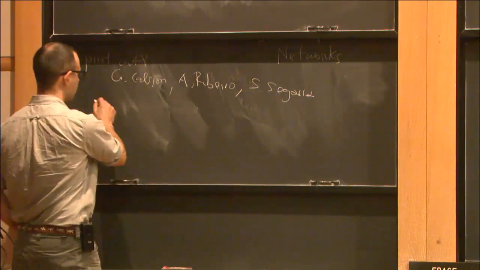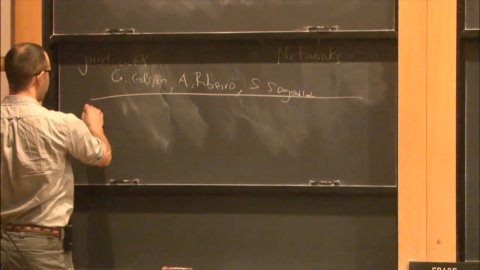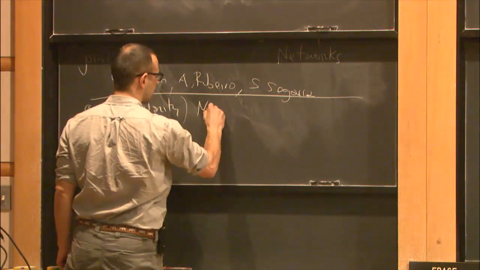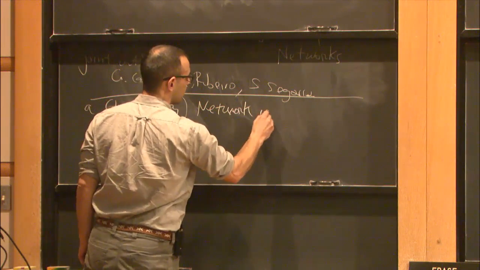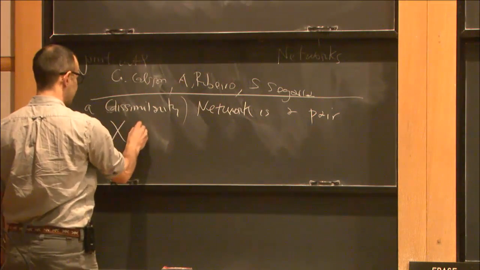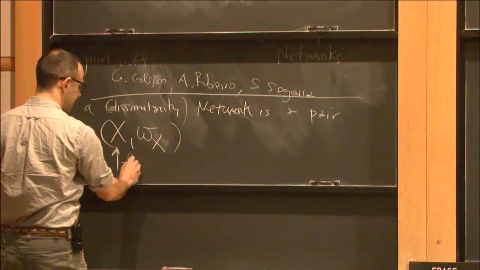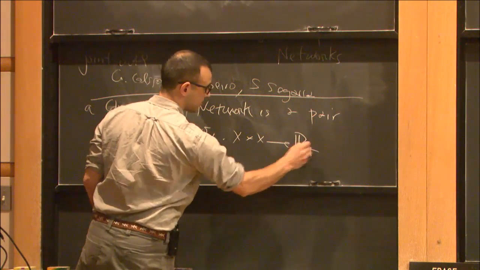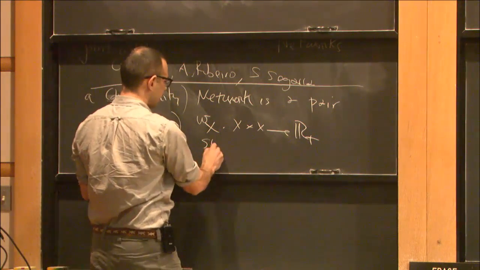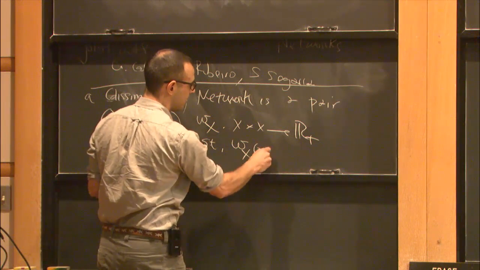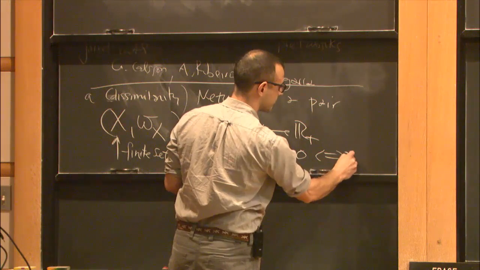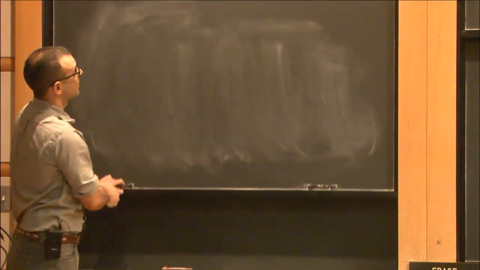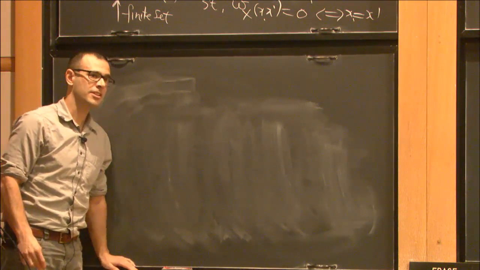So let me define what a network is for me before I start. A dissimilarity network is a pair (X, ω_X), where X is a finite set, and ω_X is a function from X cross X into real numbers, such that the function vanishes on the diagonal, and only on the diagonal. So in particular, I don't want to impose symmetry and no other conditions like triangle inequality.